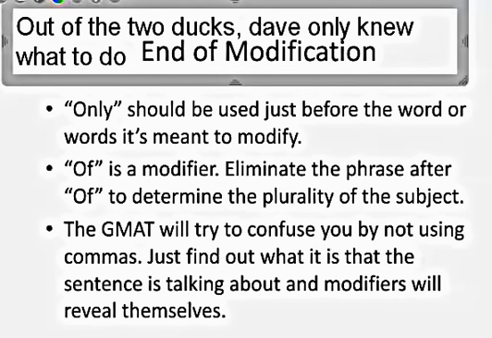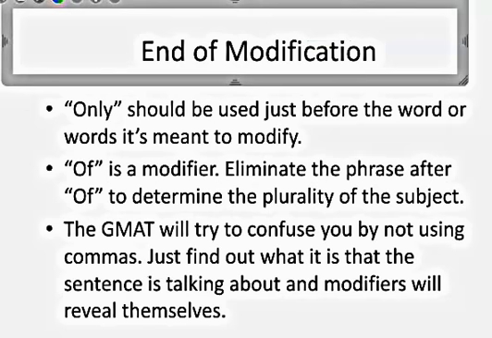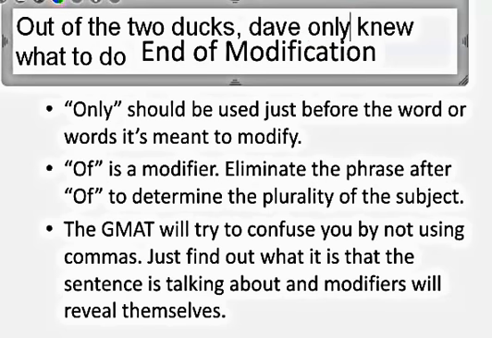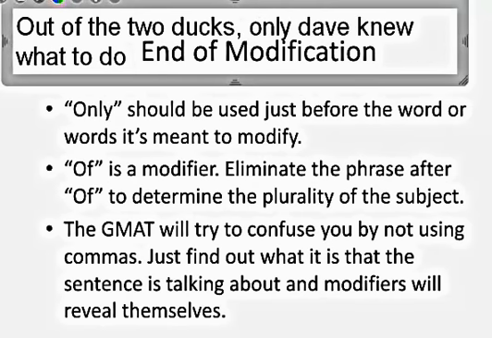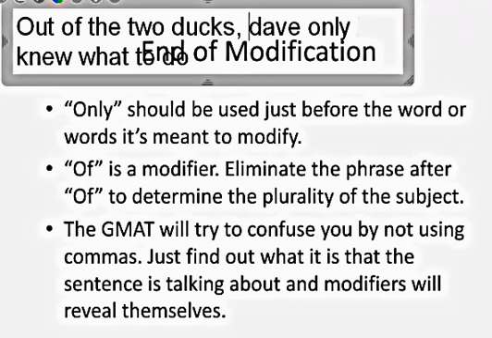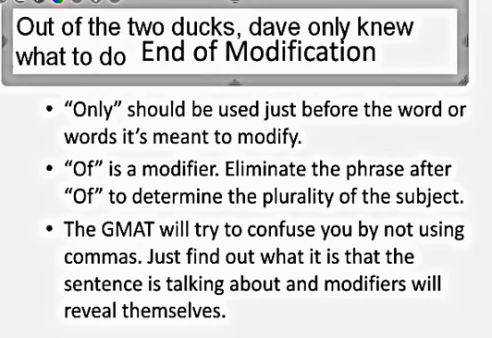Okay, so what are we really talking about? Are we talking about Dave, or are we talking about knew what to do? We are talking about Dave, right? So this needs to disappear, and this needs to go here. When we say right next to it, we mean right before it, just before, right?